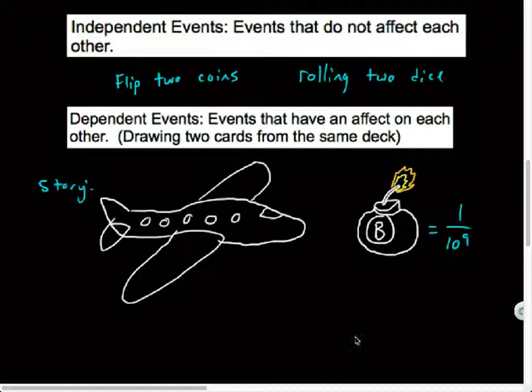So his solution was, I'm going to bring my own bomb on the plane. The statistics professor brought... I don't know if he actually ever did it. I hope not. It's a story, I assume.